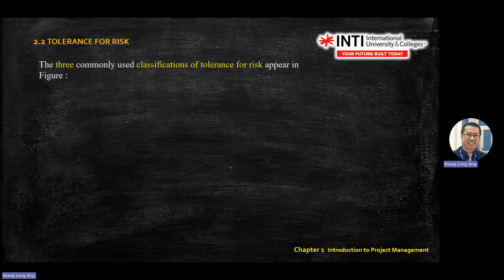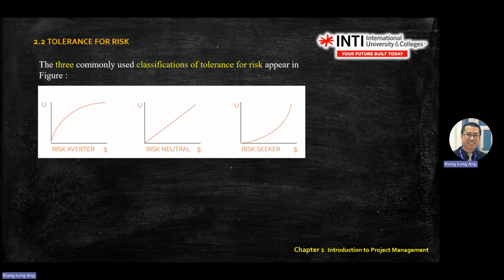So there are three classifications of tolerance of risk. As a project manager, you have three kinds of profile: either you are adventurous, or conservative, or neutral. So here you look at three classifications of risk tolerance. This is how a question can come out: it asks you to explain the tolerance of risk, and then you need to come up with an example.